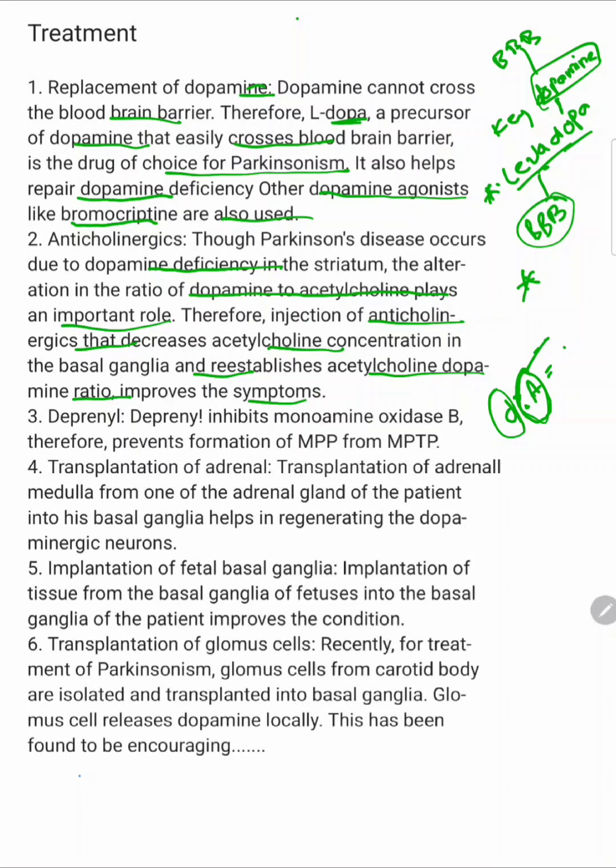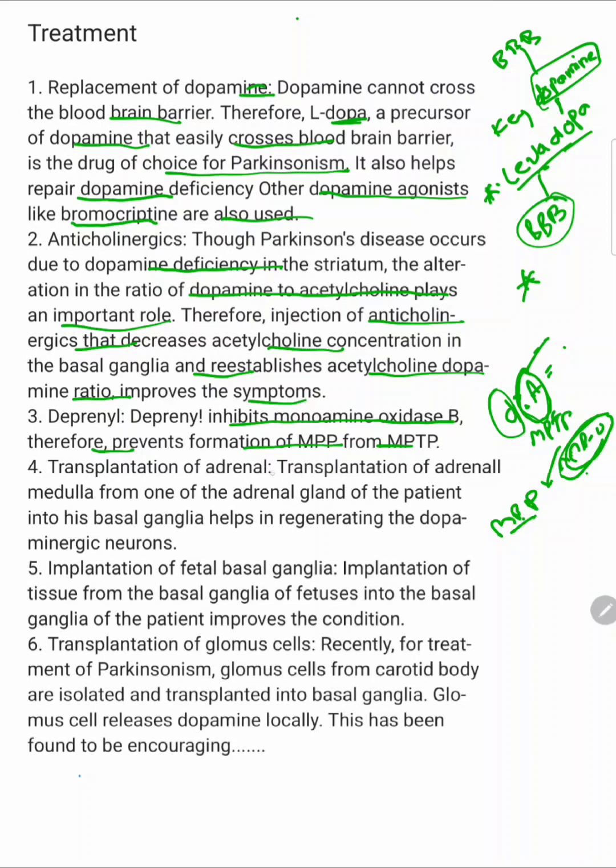Okay. Next, deprenyl inhibits monoamine oxidase B, and therefore prevents formation of MPP. We discussed that MPP is formed from MPTP in the presence of monoamine oxidase B. So, if we give deprenyl, this MAO-B enzyme is inhibited, such that there will be no formation of MPP from this MPTP.